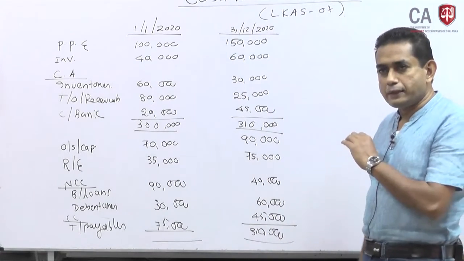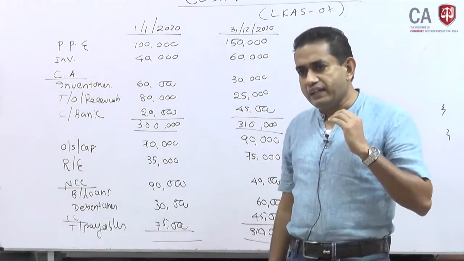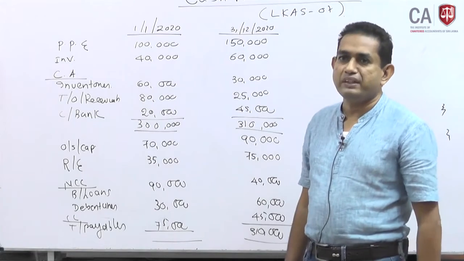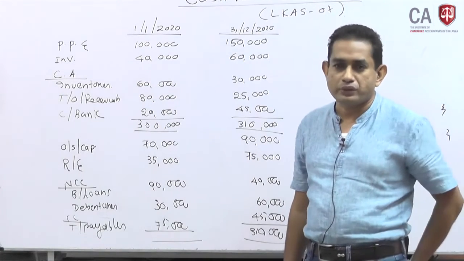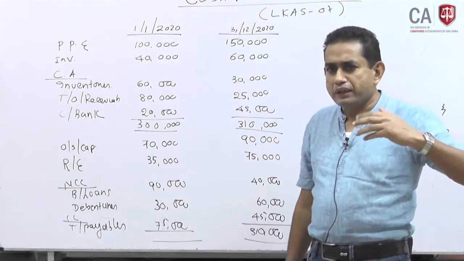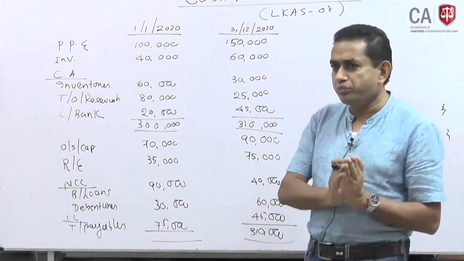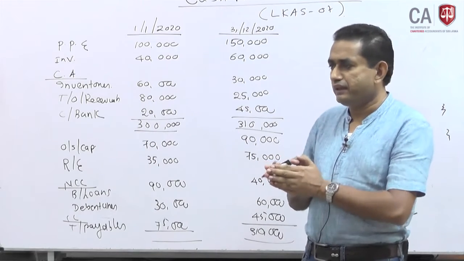So, this is what has been given. Nothing else is given other than the opening balance sheet and the closing balance sheet, and you are supposed to prepare a cash flow statement. You have to do some miraculous things to prepare a cash flow statement with only the opening and closing balance sheets being given.